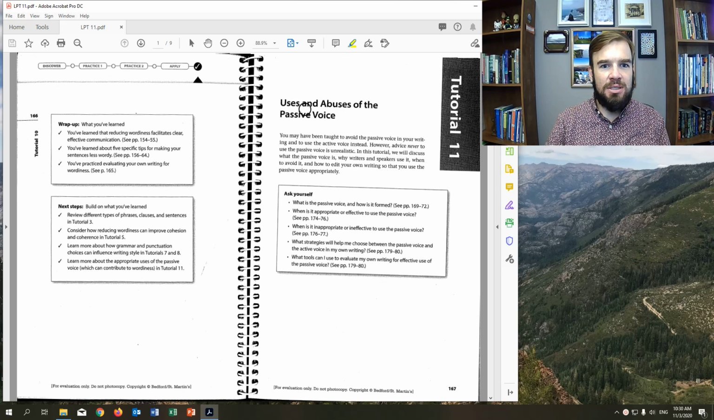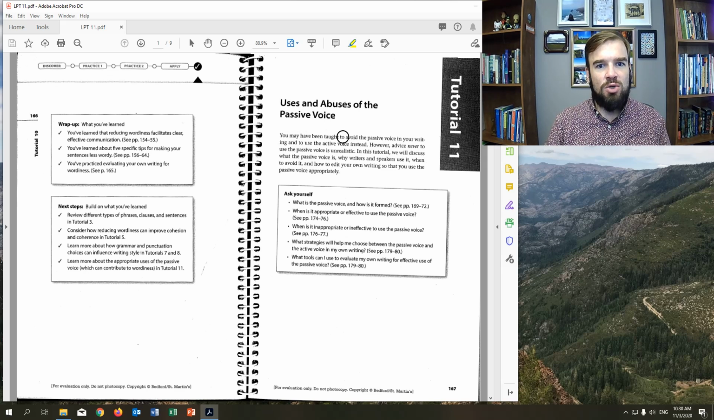And this is uses and abuses of the passive voice. So as you might guess, we're going to spend some time looking at the passive voice, what it is, how to make the grammatical structure, how to construct the passive voice, and of course talk about when and why we use it. So uses and abuses of the passive voice.